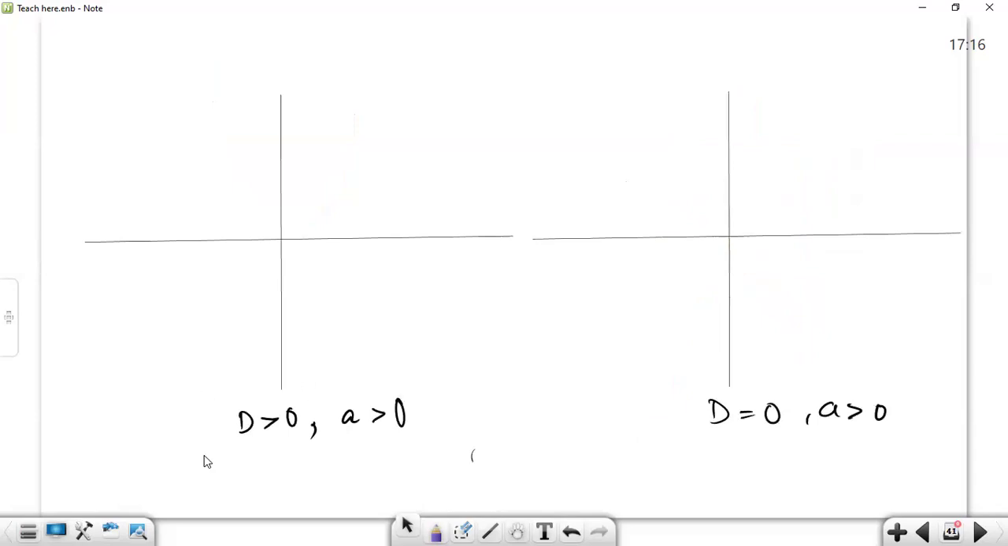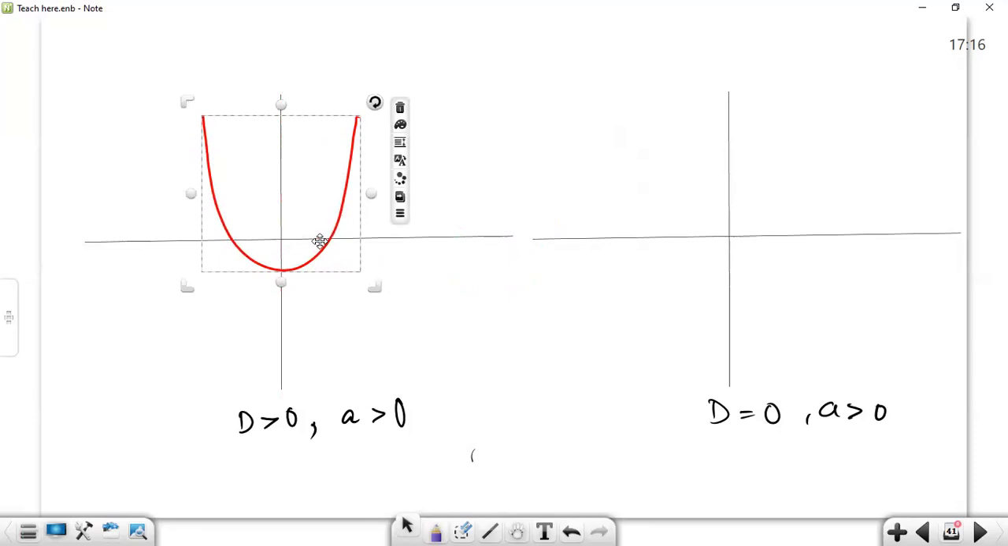When the discriminant is positive and a is also positive, that means there will be two real and different roots. So it is for sure that the parabola is going to touch the x-axis at two different points. And a is also positive, which means the parabola is going to face upwards. So now we have a picture of what the graph should look like, because here the parabola is facing upwards, and there are two roots. Why two roots? Because the curve is intersecting the x-axis twice.